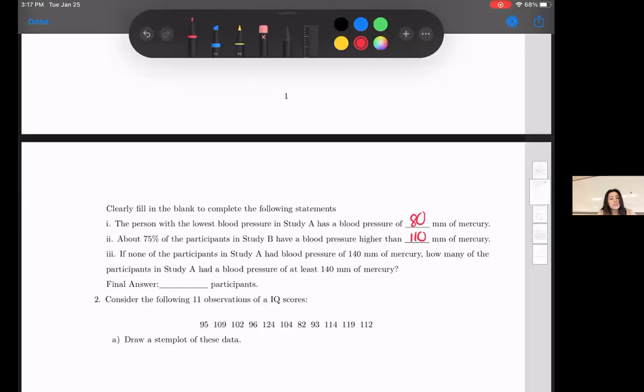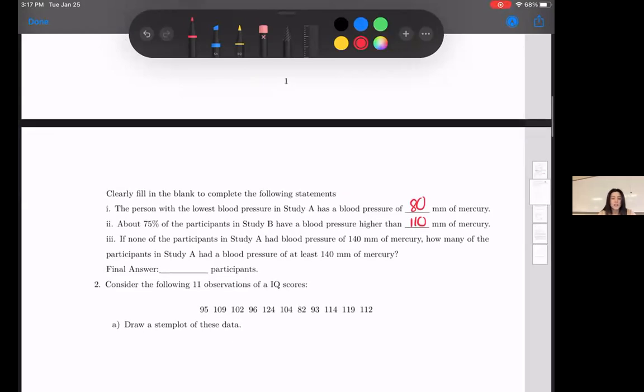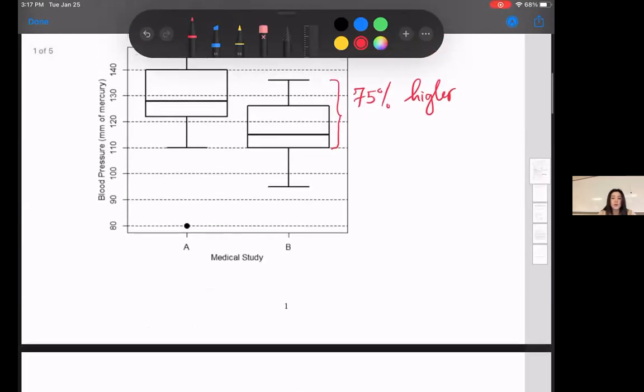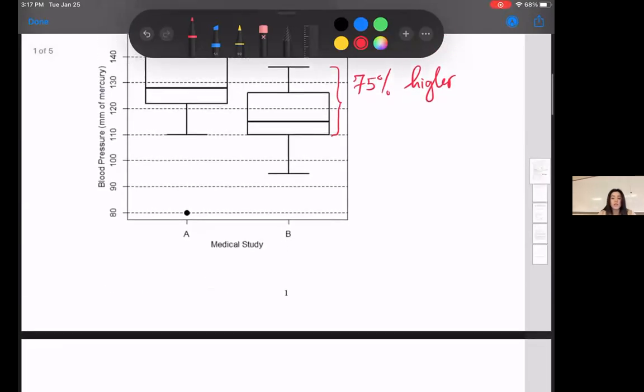Do you have any questions so far? Please ask if you have questions. Otherwise, you're going to have something like this on the exam. Of course, the wording is not going to be exact. I can change it a little bit. Instead of saying about 75% of participants in study B have blood pressure higher than, I can say at least, or at most, or whatever. I can change it a little bit and the answer will be different. But as long as you understand what you do here, you should always get the right answer whatever question I come up with.